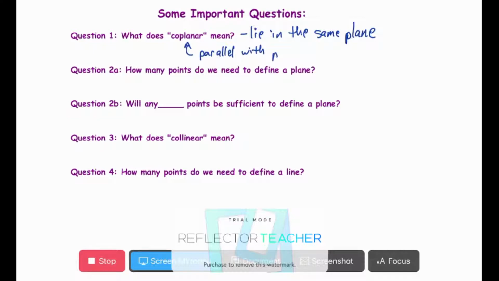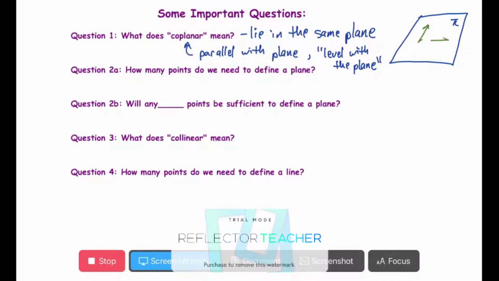Or level with the plane. And if we were to sketch our plane, pi, this means any vector or any direction, any vector that's going to lie in the plane. So it's lying on the surface of the sheet, or it's above and below and parallel.